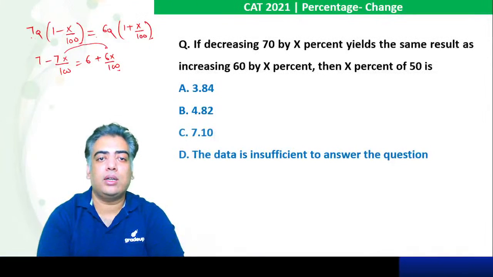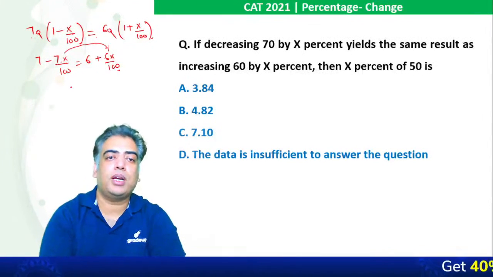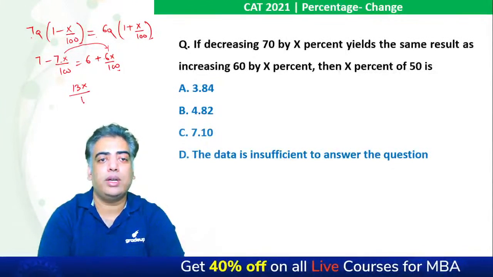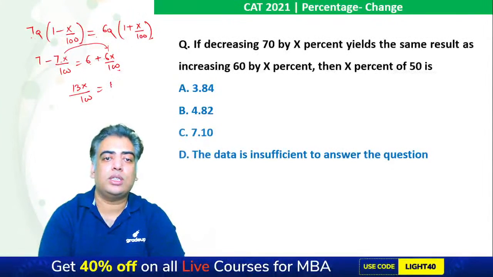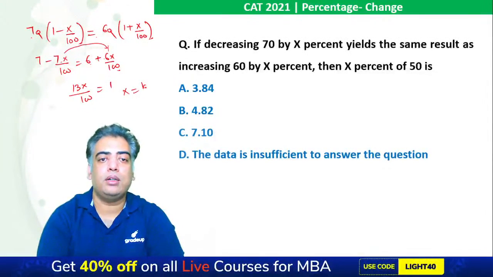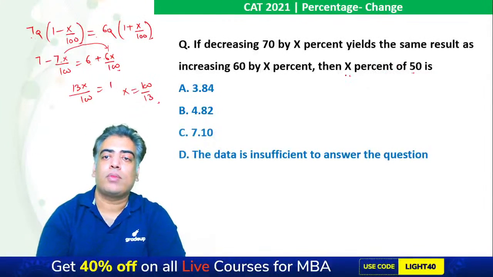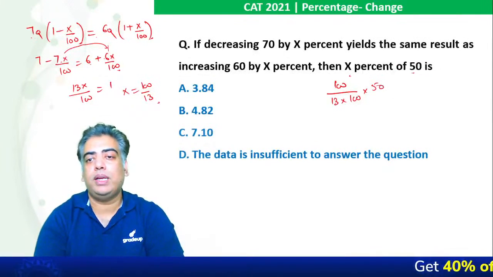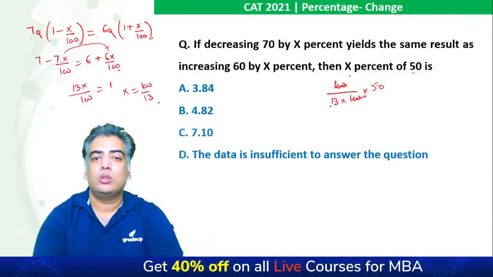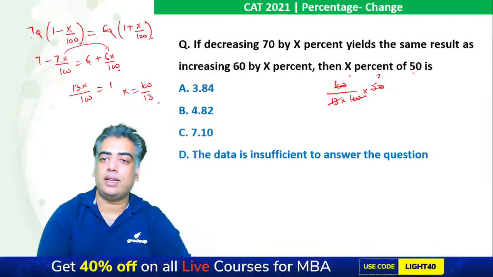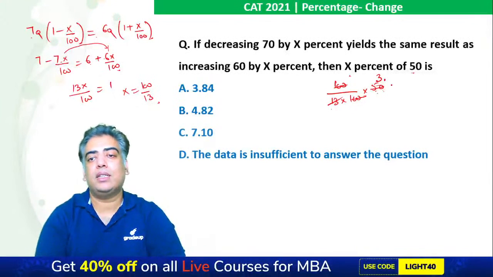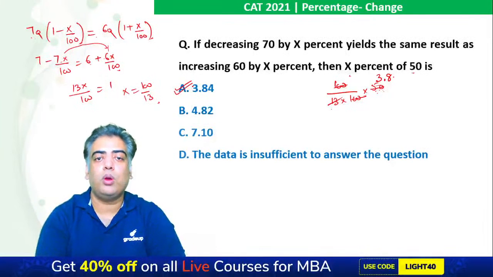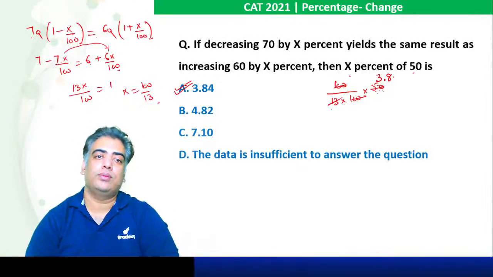So it comes here and gets added to this. 7 plus 6 becomes 13x upon 100 equal 7 minus 6, which is 1. So x comes out to be 100 upon 13. Question says x% of 50 is. So 100 by 13% of 50 will be, this gets cancelled out. So we know 13 threes are 39, leftover is 11, makes it 110. 13 eights are 104. So my answer comes out to be option A, which is 3.84.